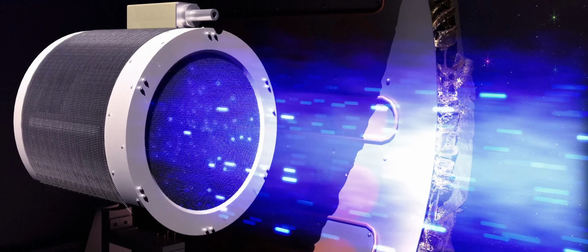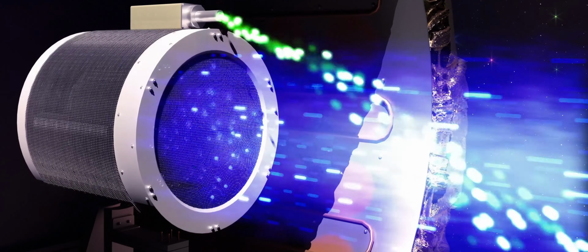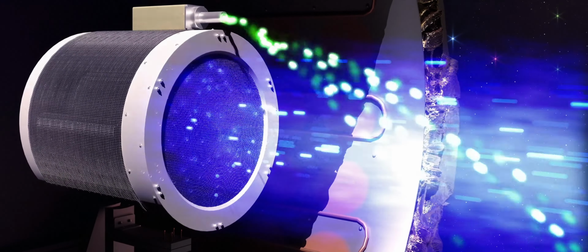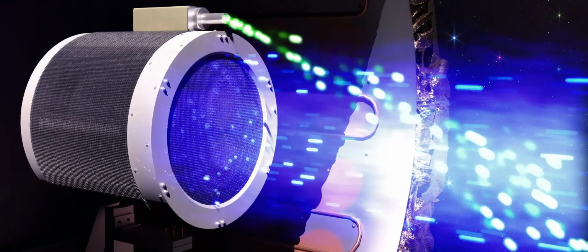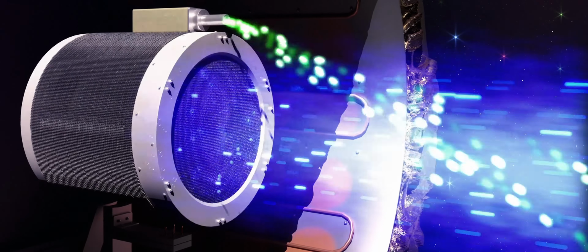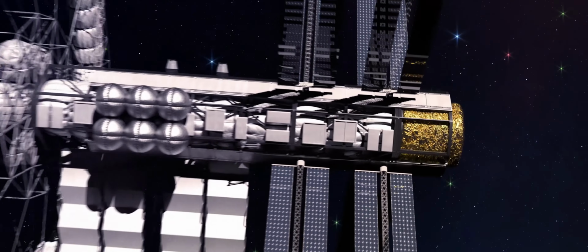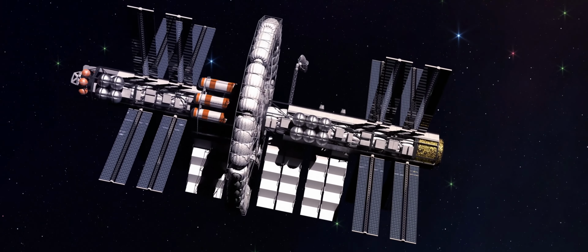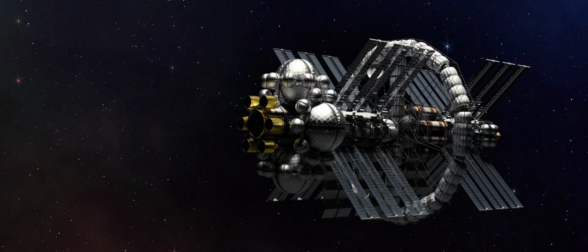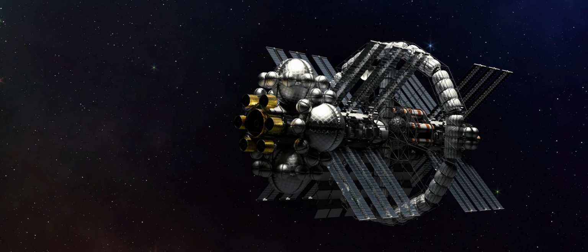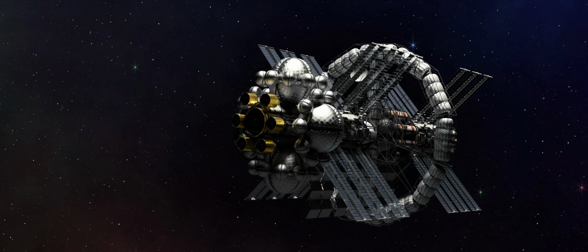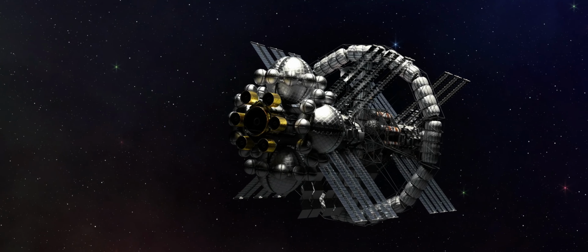The last step is the neutralizer. This cathode emits lower power electrons into the ion beam to ensure that equal numbers of electrons and ions are being ejected. If neutralizing is not performed, the craft could gain a net negative charge. The net negative charge would attract the positive ions back towards the spacecraft and cancel out the thrust created.